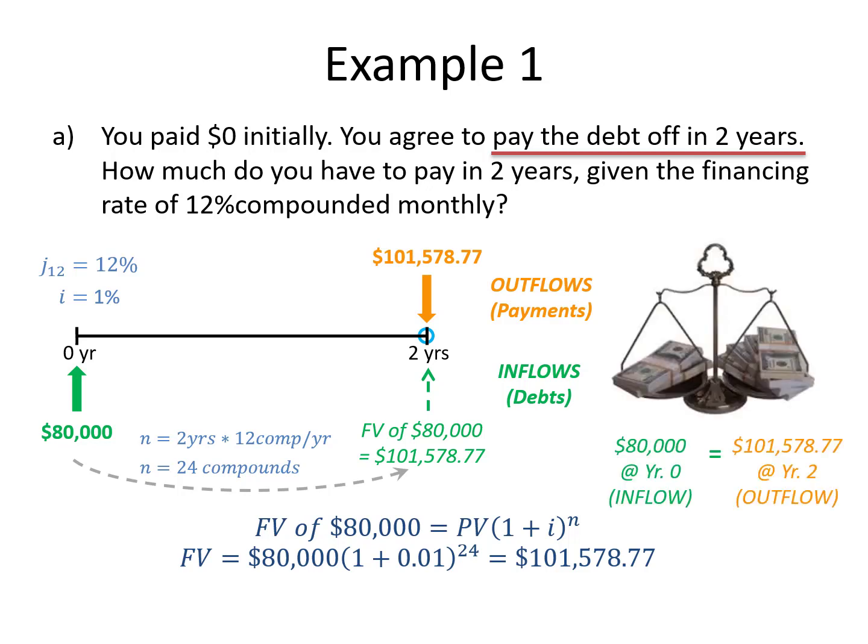But here I want to emphasize that we are going to consider these values, $80,000 and $101,578, to be equivalent. We consider them equivalent when we consider the addition of interest that's accrued over that time period. So that $80,000 we would consider to have equivalent value to the $101,578.77 at a different time after 2 years of interest has been accrued.